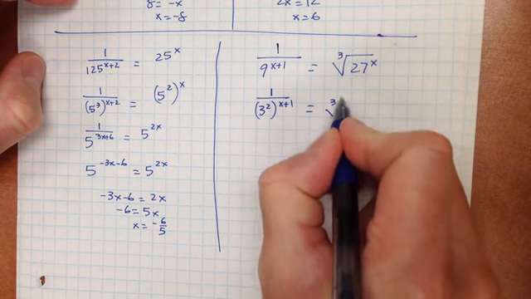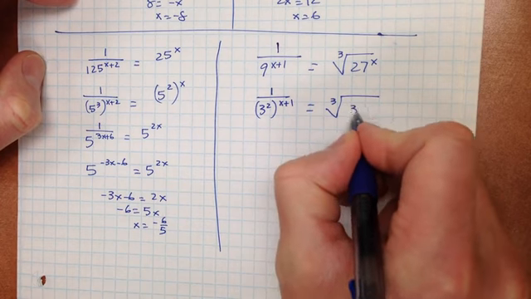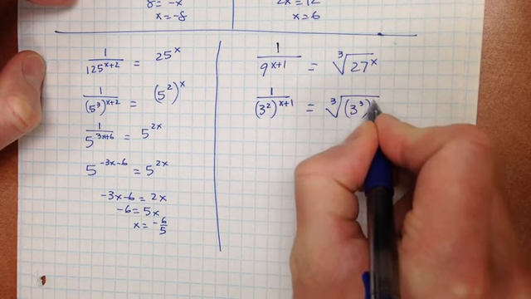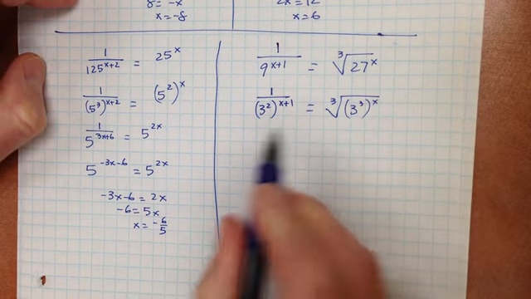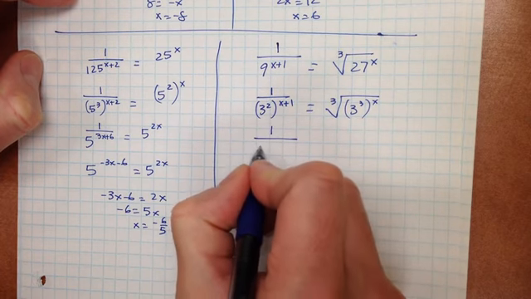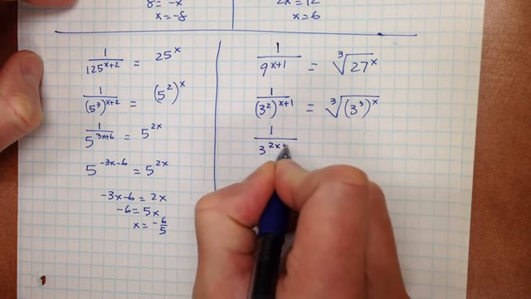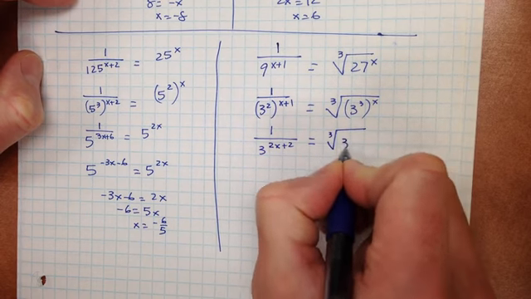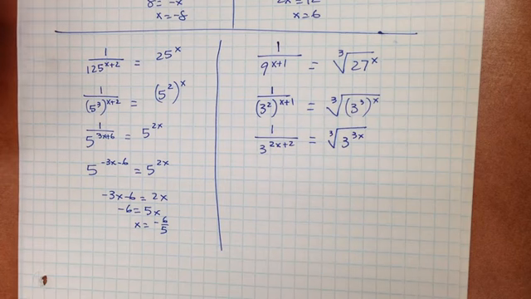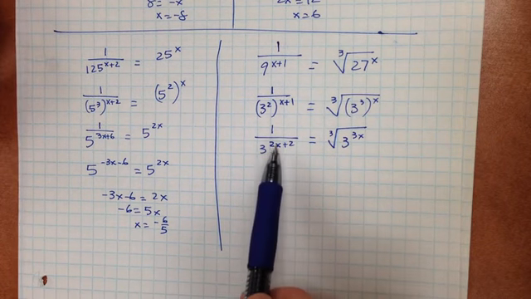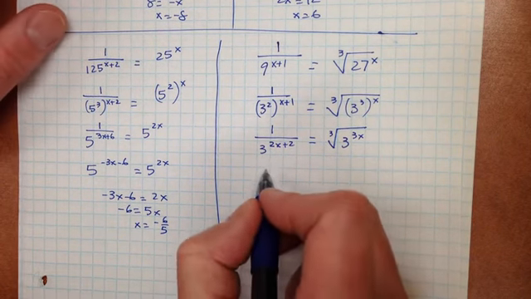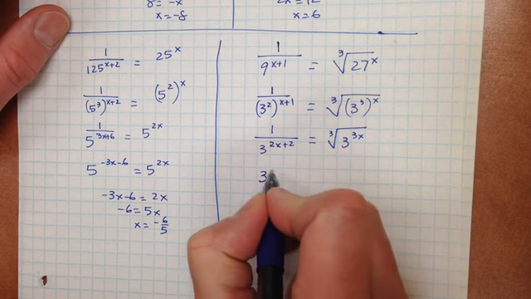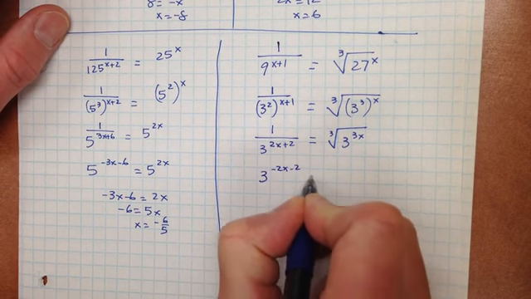Cubed root, 27 would be 3 cubed to the x. Okay, we're just cleaning up. So 1 over 3 to the 2x plus 2 equals the cubed root of 3 to the 3x. There we go. Great. So now let's move this thing out of the denominator by changing the exponent. 3 to the negative 2x minus 2.